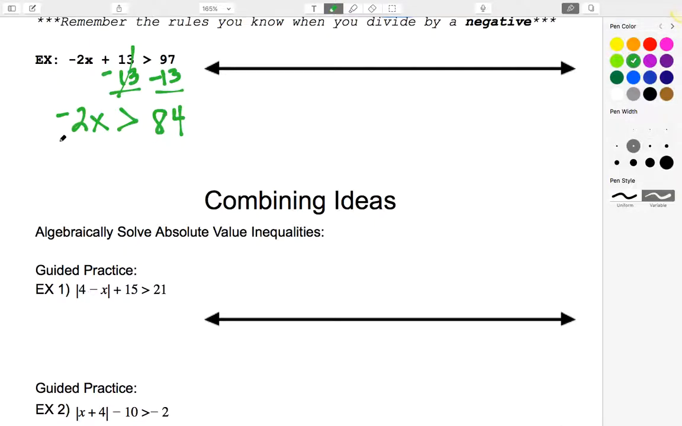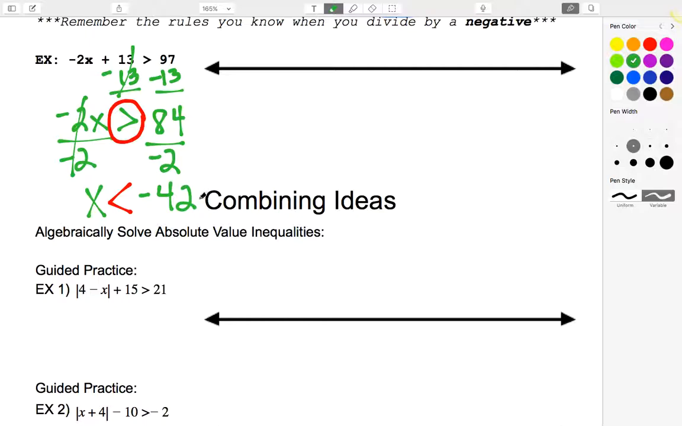To get x all by itself, I need to divide by negative 2. I'll divide this side by negative 2 so that these will cancel. The reason I really wanted to do this one was because I want to remind you that when you divide by a negative, your inequality sign switches. It flips. So no longer was it greater than, it's now less than. So I've got 84 divided by negative 2, which is negative 42.